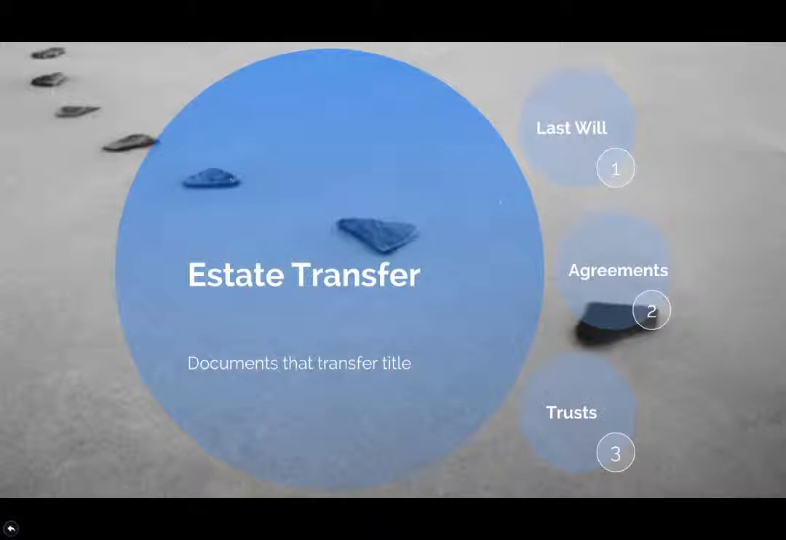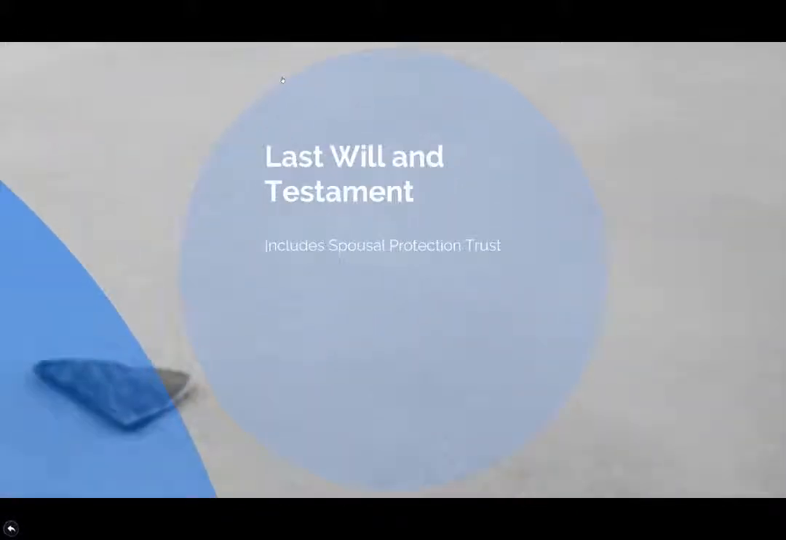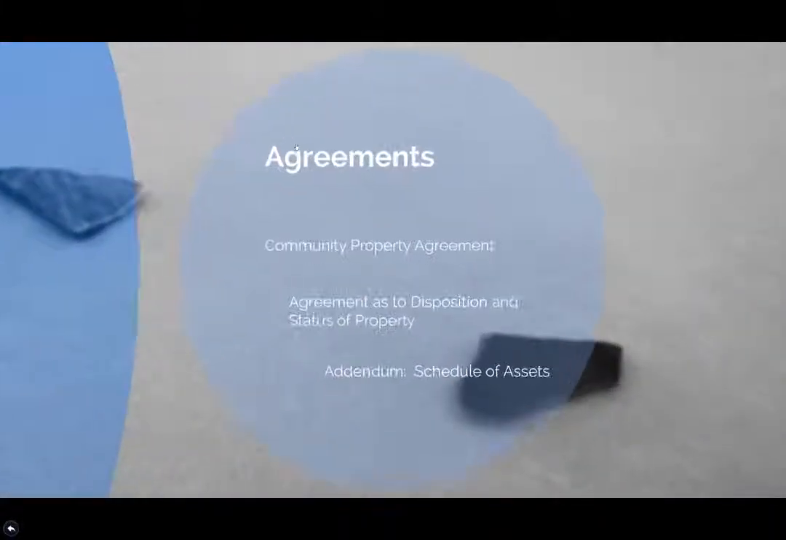The documents that we use in estate transfer are the last will and testament. And within the last will and testament, we have a trust that we use to protect the assets of the deceased spouse, called a spousal protection trust. We also use agreements. In your case, we would likely use 3 different documents. One is a simplified community property agreement. Another is an enhanced community property agreement, which is called Agreement as to Disposition and Status of Property. Then an addendum schedule of assets. You'll learn more about what those documents are and what they do later.